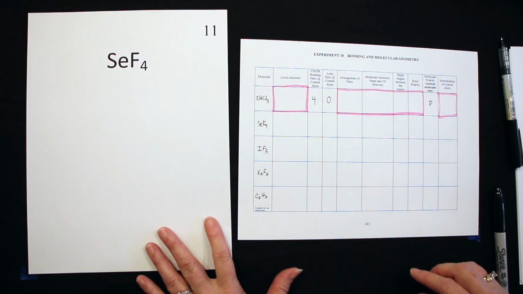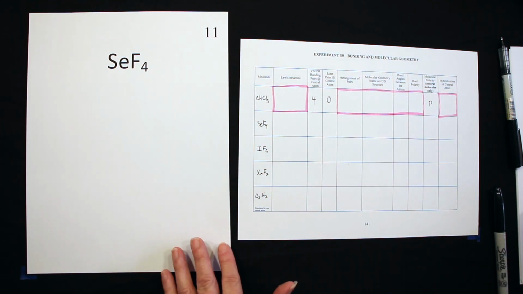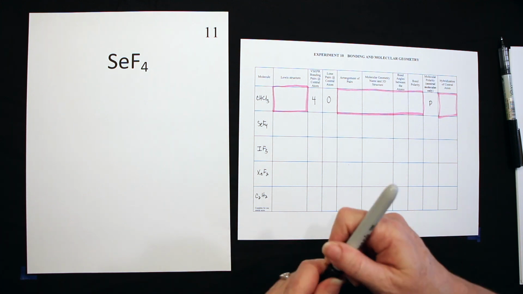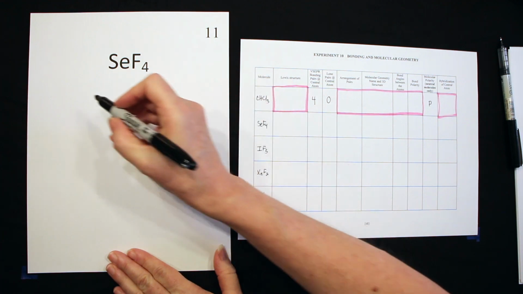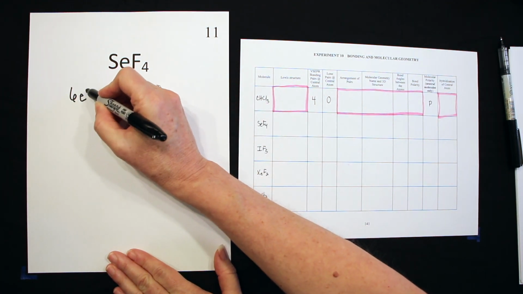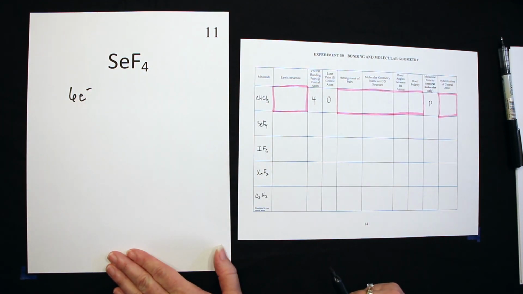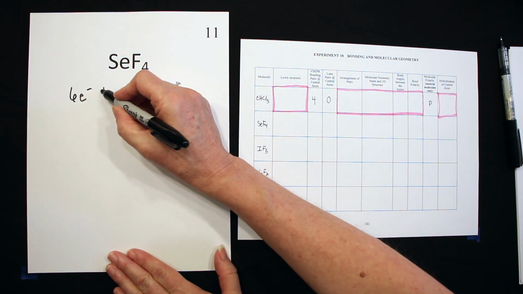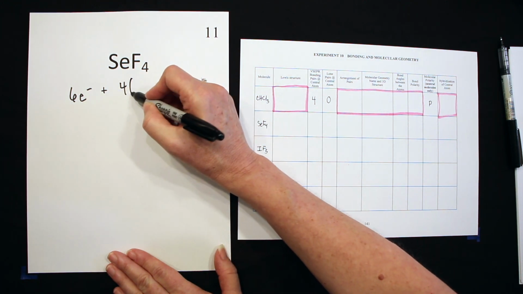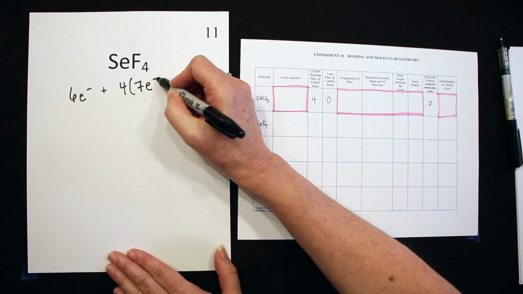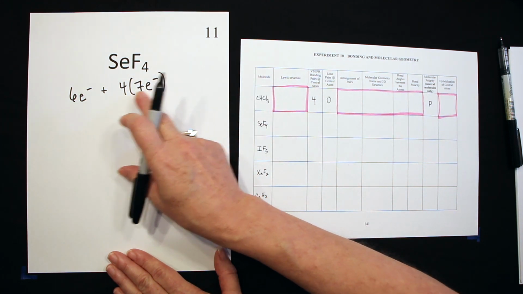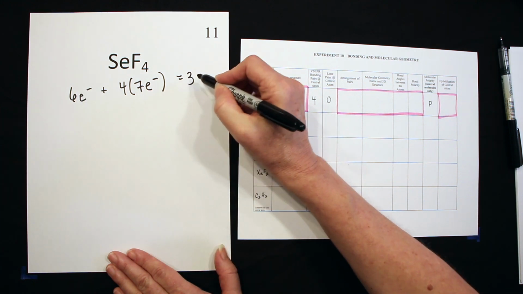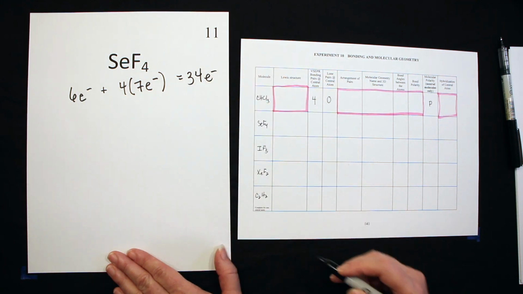Selenium tetrafluoride. This is actually my favorite geometry. Selenium is in group 6. It has 6 electrons in its valence shell, and fluorine is in group 7. When you add these together, 28 and 6 is 34 electrons that we need to put in our structure.